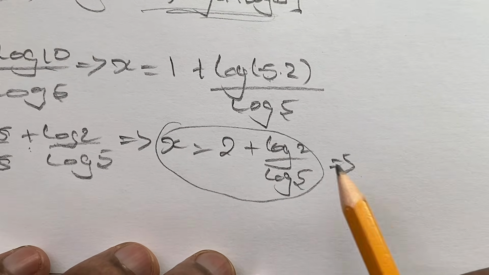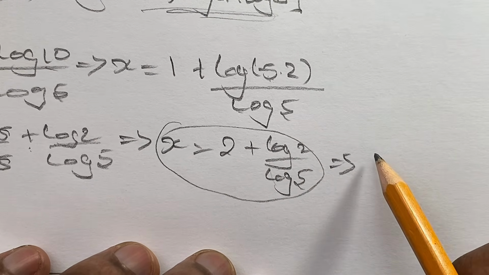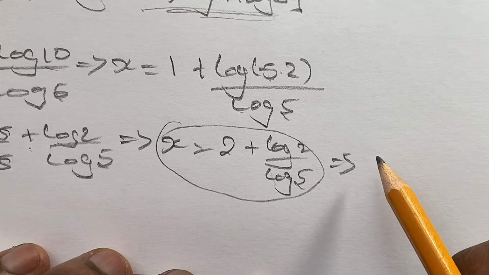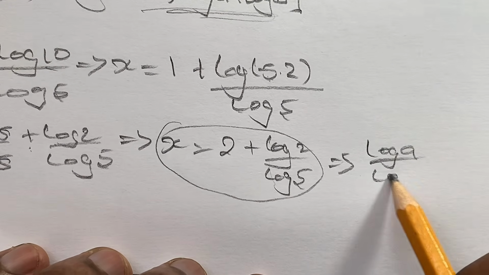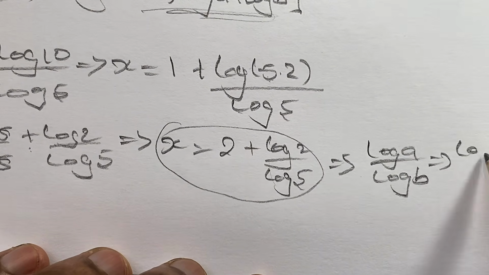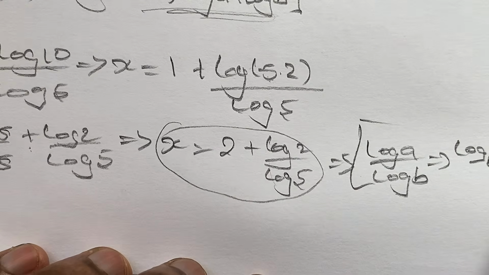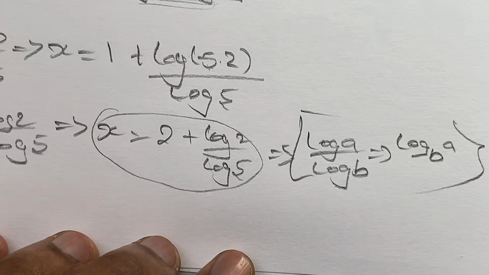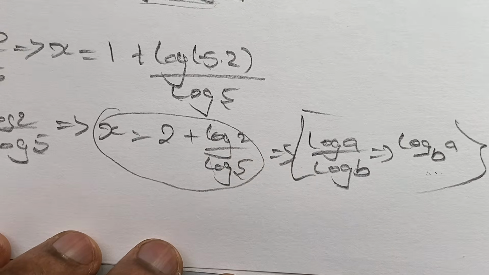at where we can simplify this part of our solution as saying that where we have log a over log b, that is the same as saying log base b of a. So using this, we can actually rewrite our solution for x.